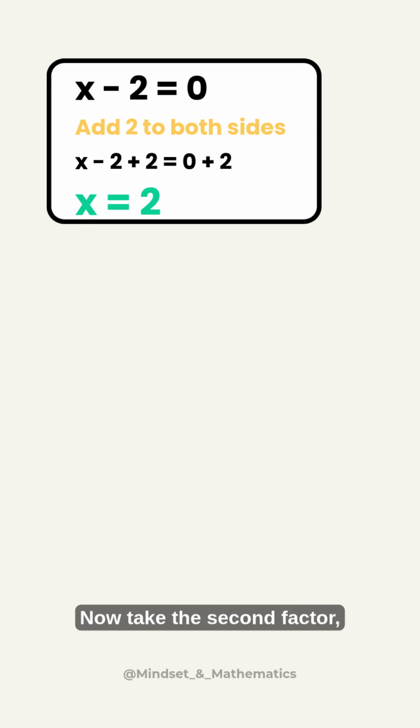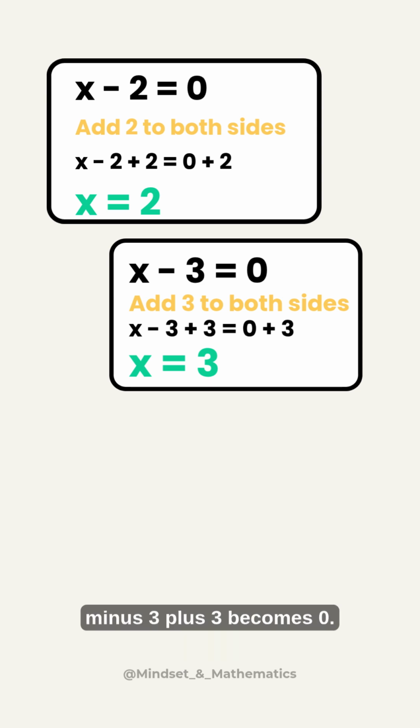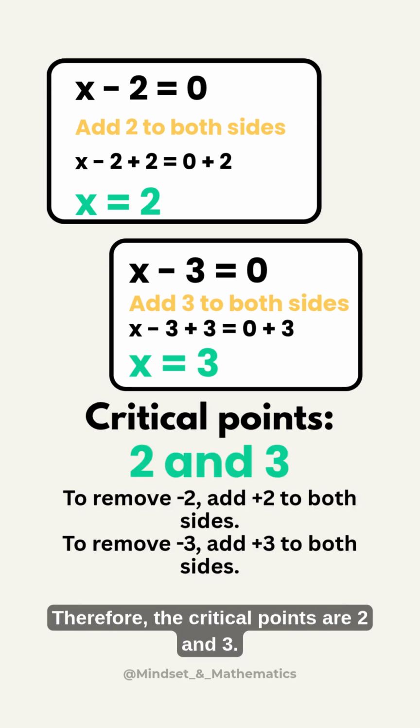Now take the second factor, x minus 3, write it as x minus 3 equals 0. Again, we want to find x. Because x has minus 3 with it, we add 3 to both sides. So we write x minus 3 plus 3 equals 0 plus 3. Minus 3 plus 3 becomes 0. So we are left with x equals 3. Therefore, the critical points are 2 and 3.